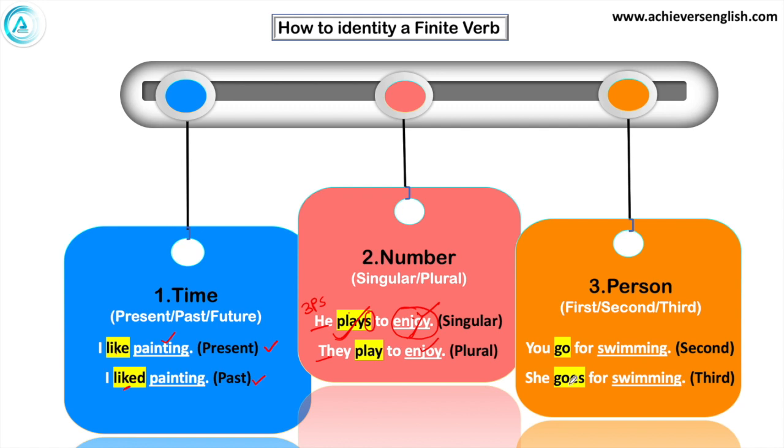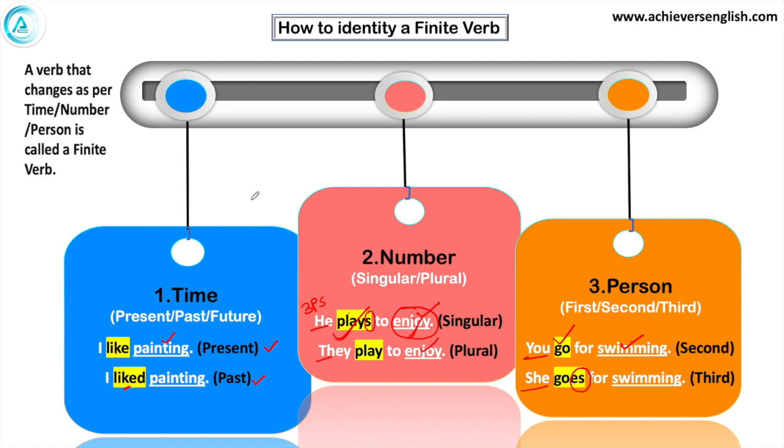You go for swimming, she goes for swimming. You is second person, she is third person singular. When we change the subject, we have to change the verb: you go for swimming, whereas she goes for swimming. We have added es with go. So this verb is finite, whereas swimming is a non-finite verb. So we can conclude that a verb that changes as per time, number or person is called a finite verb and the rest will be non-finite verbs.